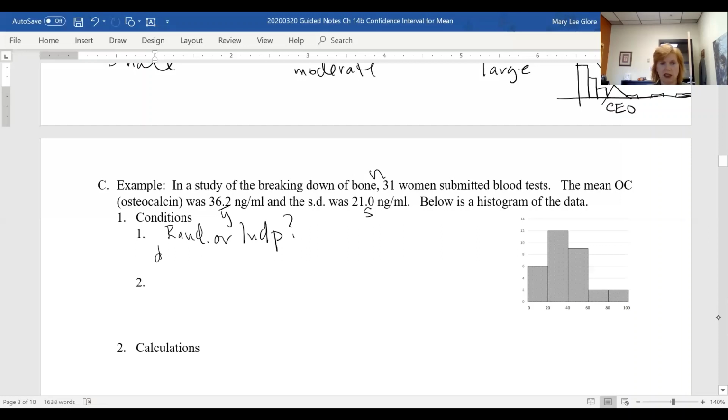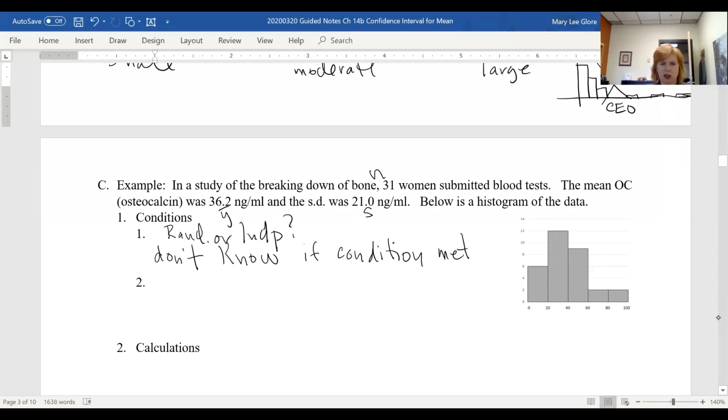Since it doesn't say whether it was a random sample, or whether they were independent women, or whether I got them from different hospitals, I don't know if this condition is met. I need some more info. How did they get these 31 women? We're going to do it anyway, even though we don't know. If I was publishing something, I would say that we're not sure how the data was collected. There could be bias.